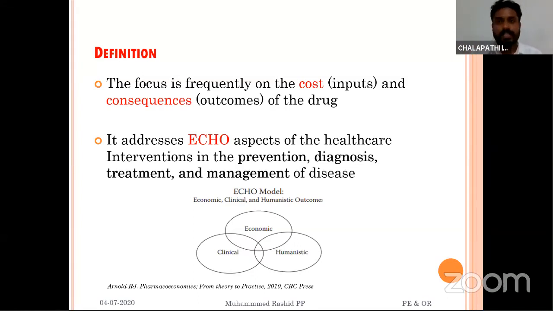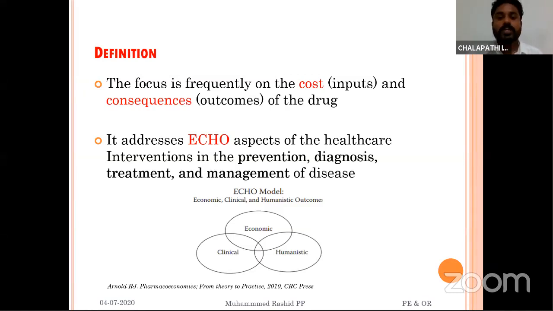Next one is the clinical aspect. Clinical, as you all know, is what we get from the treatment, called the clinical outcome. Suppose you are giving a patient an antihypertensive medication, you are giving enalapril or ramipril for his hypertension, and after giving the treatment, his blood pressure is reduced. That is called the clinical outcome. You are giving paracetamol to the patient, his temperature comes down, that is called the clinical outcome. So I hope you are clear on what the economic outcome is, what the clinical outcome is.